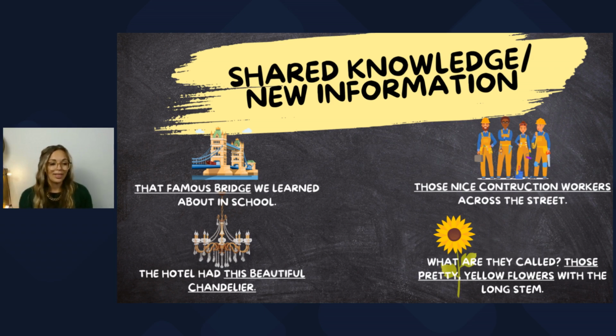For example, that famous bridge we learned about in school. The hotel had this beautiful chandelier. Those nice construction workers across the street. What are they called? Those pretty yellow flowers with the long stem. I almost said sunflowers there. Sunflowers. So here you are relying on shared knowledge.